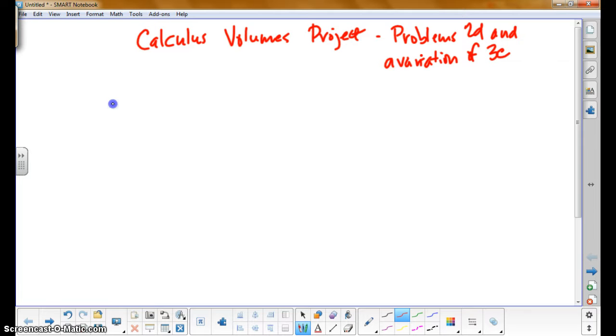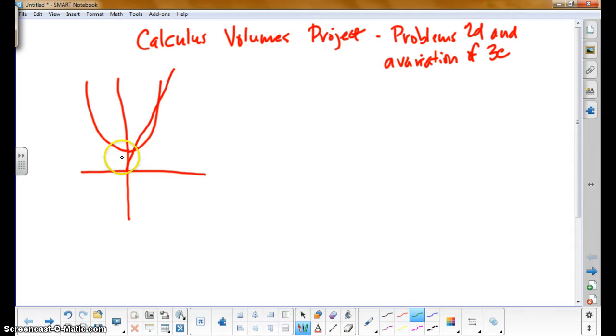Okay, so problem number 2D had curves. We had an x squared plus 2 curve and a y is equal to 3x curve. So our little wedgie that we're going to find the volume for is here. And this problem has us taking slices perpendicular to the x-axis.